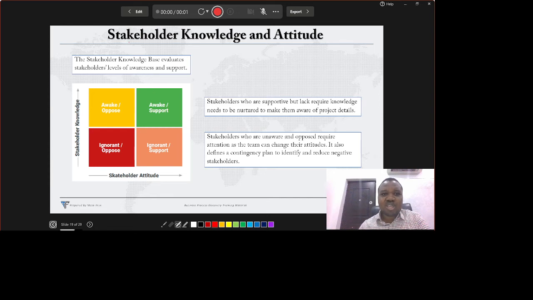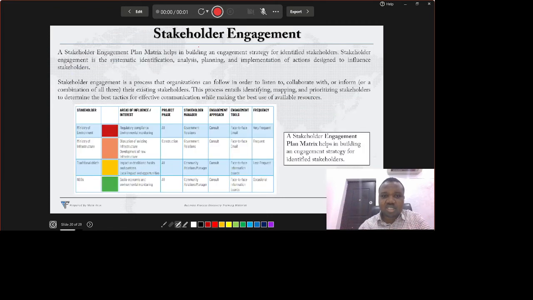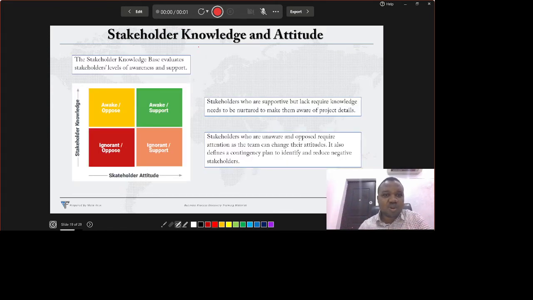So we'll also be looking at stakeholders' knowledge and attitude before we then go into stakeholders' engagement.